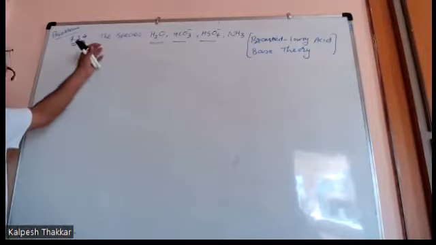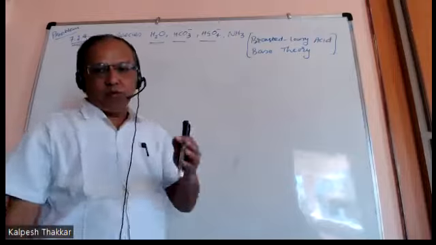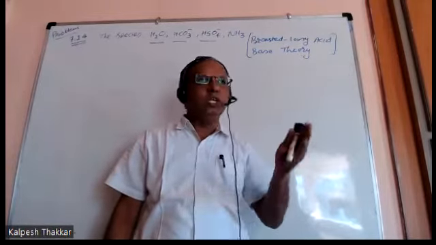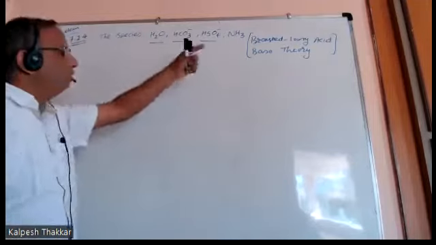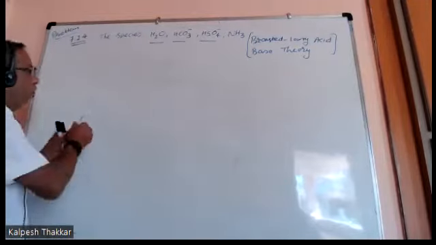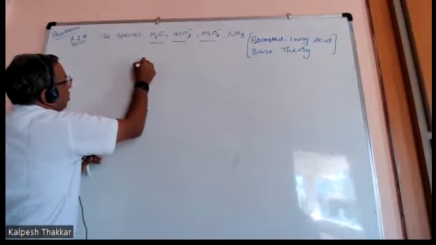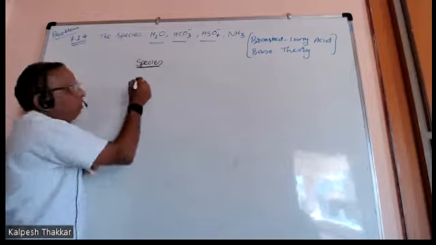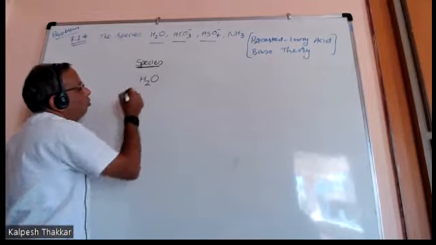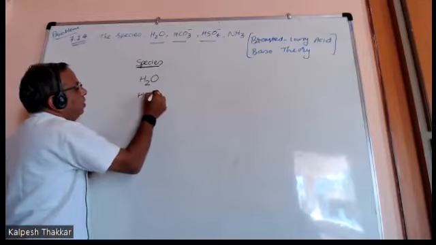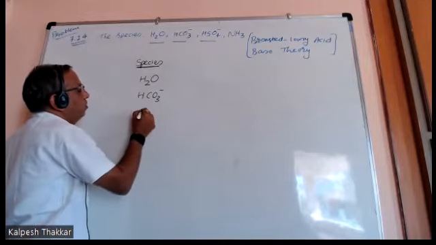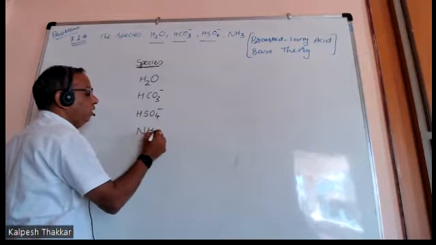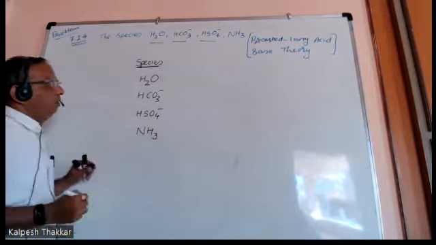Now what to do? We have to find out the corresponding conjugate acids and bases of the given species. So first of all, we have to write the species. The first one is H2O, the second one is HCO3 minus, the third one is HSO4 minus, and the fourth one is NH3.